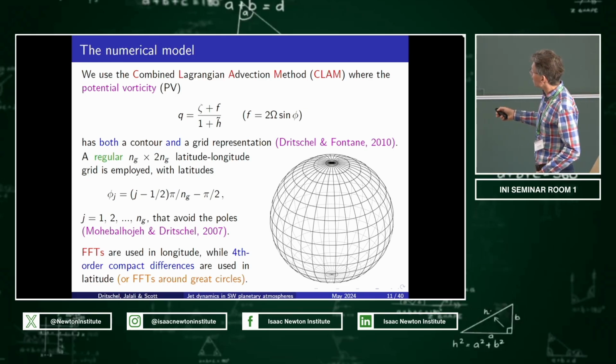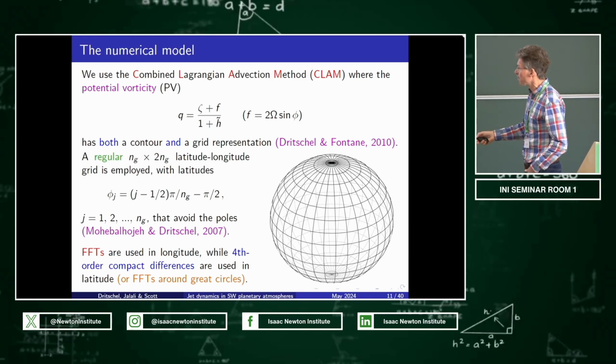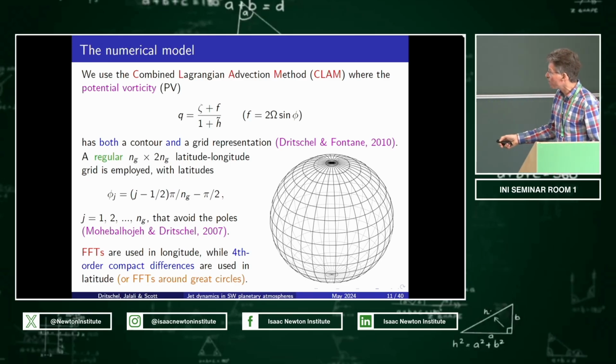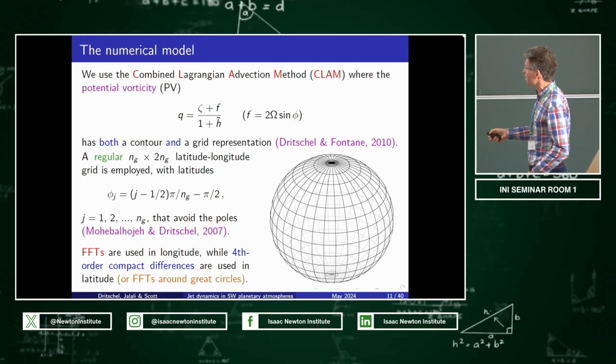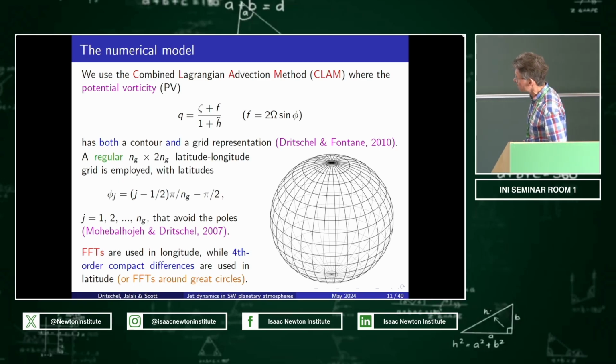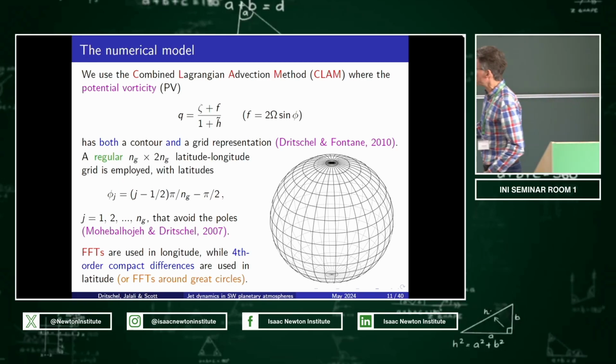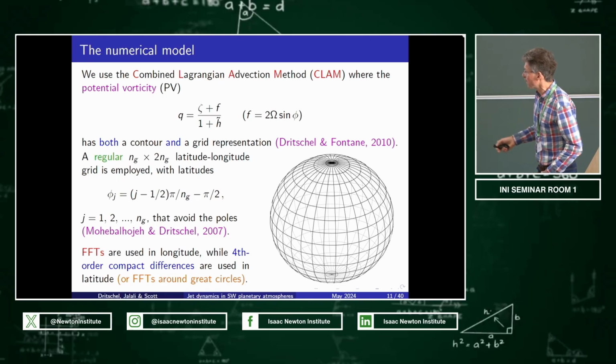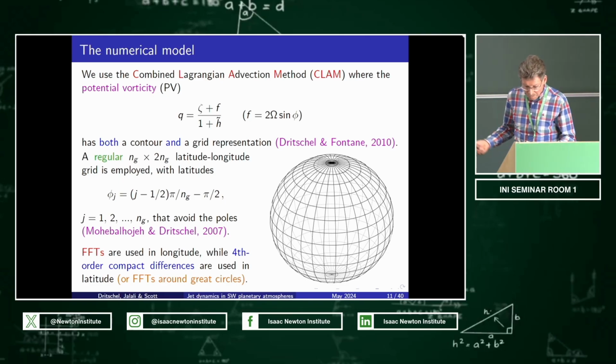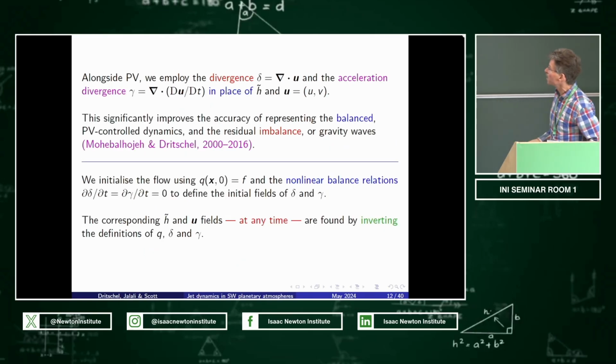We use a trick that avoids the North Pole, which uses half latitudes. This is something that Ali Mohebalhojeh, who was here as a PhD student years ago and worked with me many years, came up with, using this for the shallow water equations in the contour advection model. And then we use FFTs in longitude and compact differences in latitudes, or even FFTs around great circles. I'm not going to give any details of the method. If you're interested, there are published papers on the method, and I can give more details.